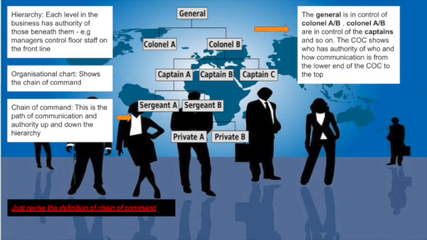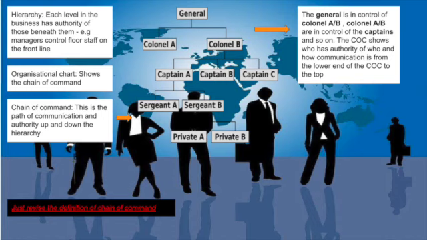But chain of command is something you should know. This is the path of communication and authority up and down the hierarchy. For example, if you see the general is in control of colonel A and B, and colonel A and B are in control of the captains, and so on, that's our chain of command.